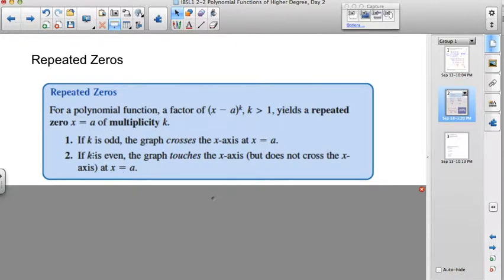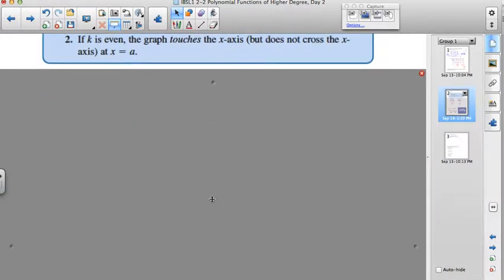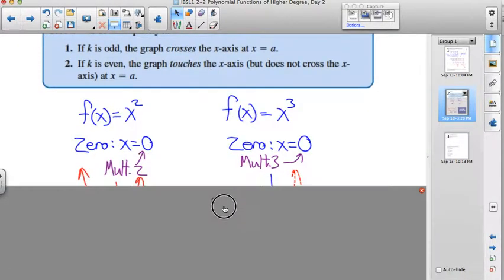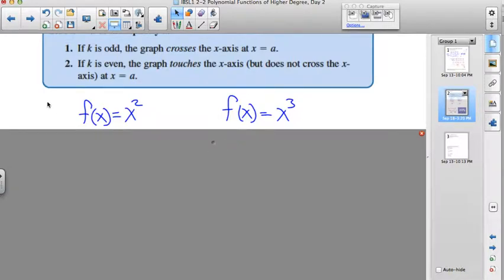All right, and then there are two cases here. One, if k is odd, the graph crosses the x-axis at x equals a. However, if k is even, the graph touches the x-axis but does not cross the x-axis at x equals a. Now let's start by looking at two cases that we're familiar with, and that'll make more sense, I believe, than just reading the words here.